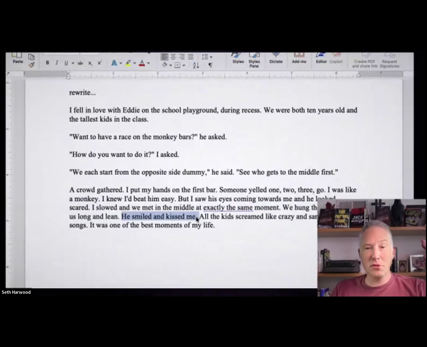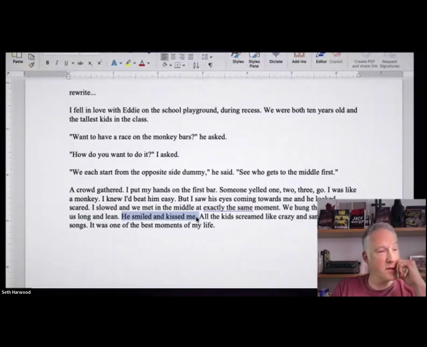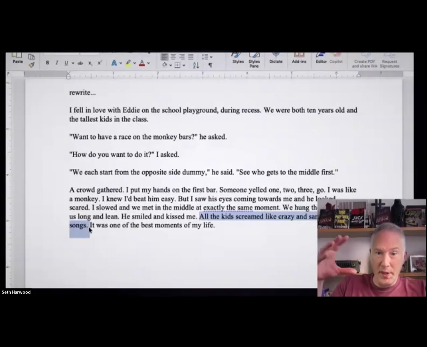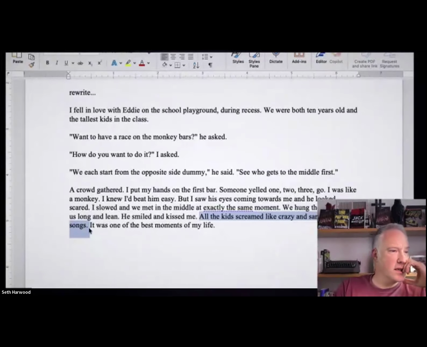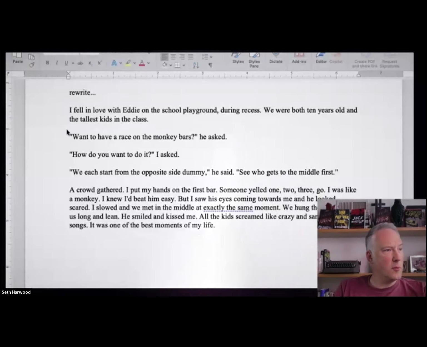Kisses at this age usually just happen really quickly, but here it's a whole sentence. All the kids screamed like crazy and sang dumb songs. We're picking up speed again. How long did the kids scream like crazy and sing dumb songs? The speed has increased. It was one of the best moments of my life. Then we're looking back, it's summary. So in this example, we go from summary at the beginning to scene work in the dialogue, and then to dilation, and then back to summary at the end.